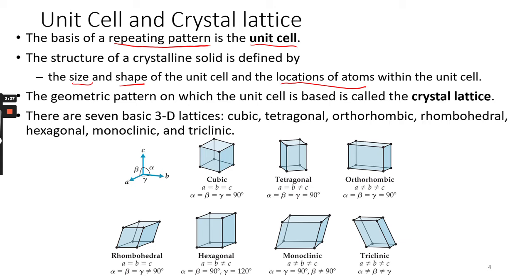The geometric pattern on which the unit cell is based is called your crystal lattice. And in 3 dimensions, there are 7 basic crystal lattices that can describe all crystals. And you have cubic, tetragonal, orthorhombic, rhombohedral, hexagonal, monoclinic, and triclinic. And here these A, B, and C are your lengths, where this is A, this is B, and this is C. And alpha, beta, and gamma are the angles between them.